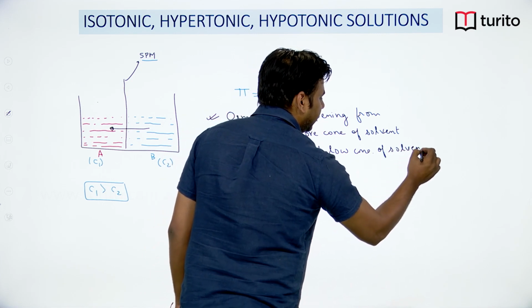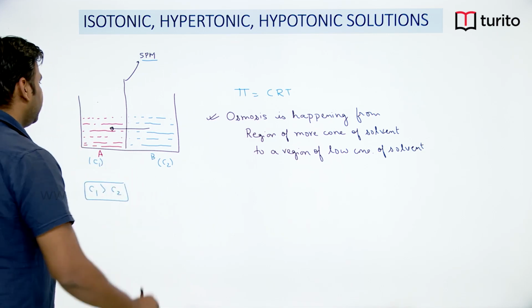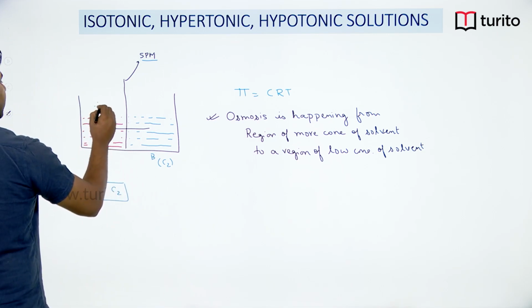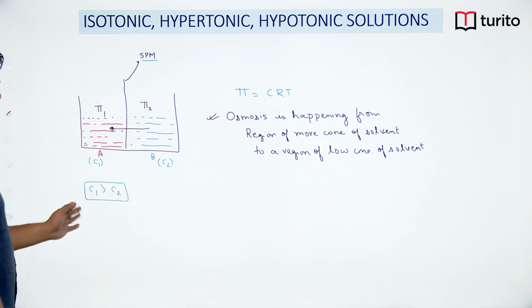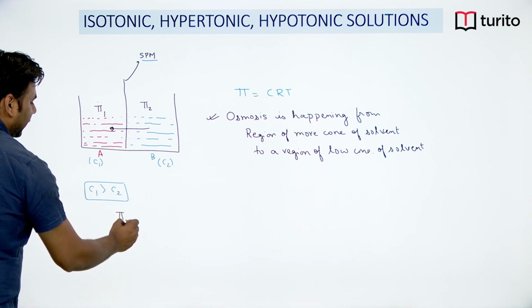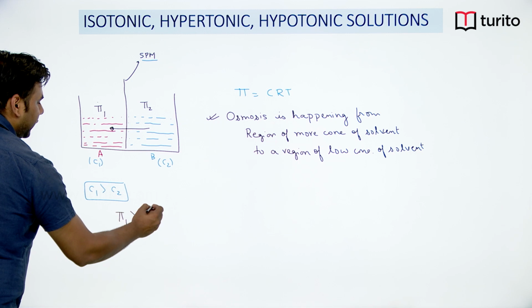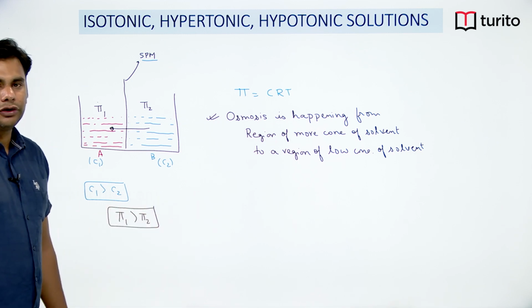Okay, hope this is clear to everyone. So if concentration C1 is greater than C2, suppose the osmotic pressure of the solution is pi 1 and the osmotic pressure of the solution is pi 2. Now because C1 is greater than C2, we can say that pi 1 is also greater than pi 2. That means osmotic pressure exerted in solution A is more than that exerted by solution B.